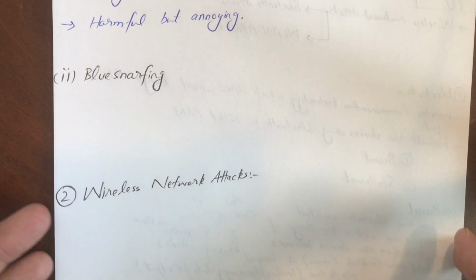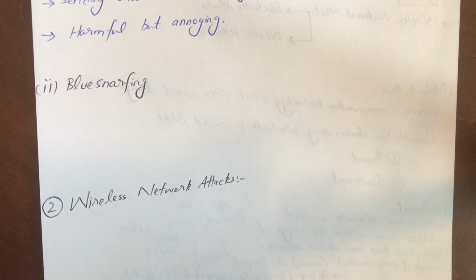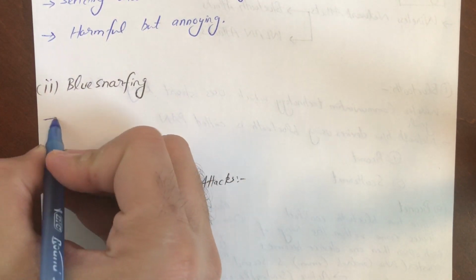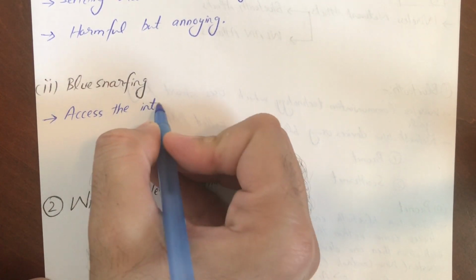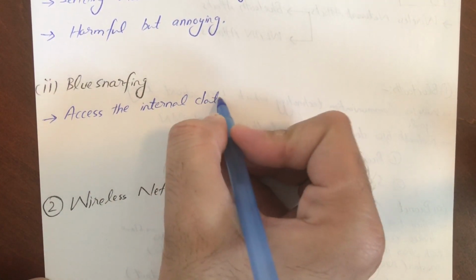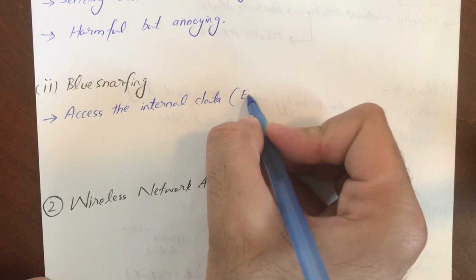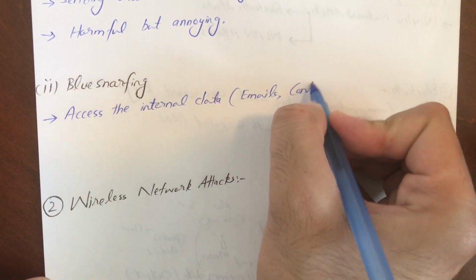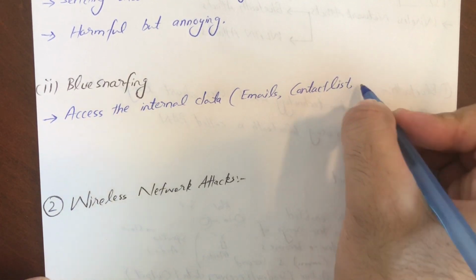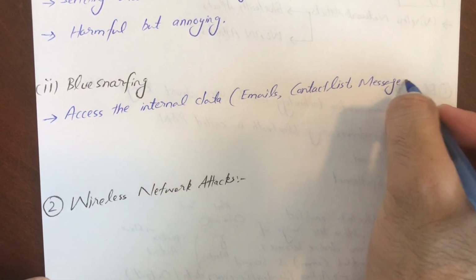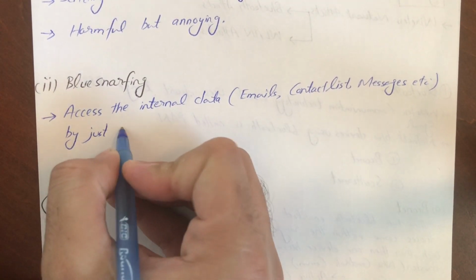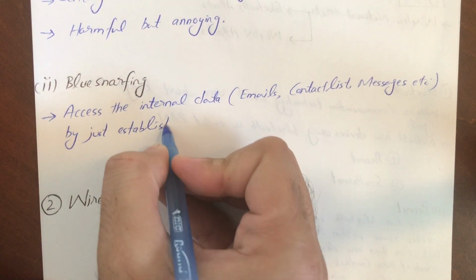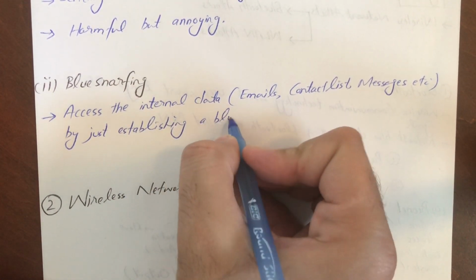While bluesnarfing is really dangerous, because in bluesnarfing, attackers can steal your data by just establishing a connection. Basically, attackers can access the internal data. For example, it could be your emails, contact lists, messages, etc. Pictures, maybe, by just establishing a Bluetooth connection.